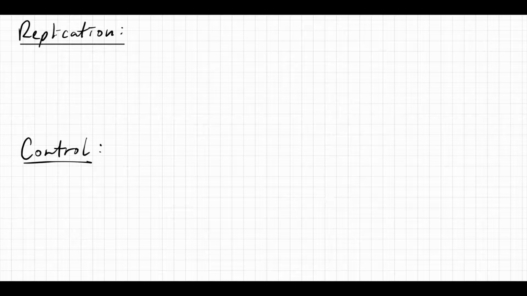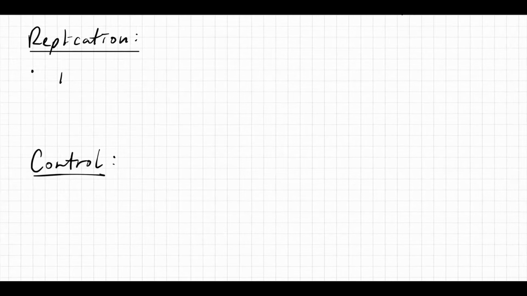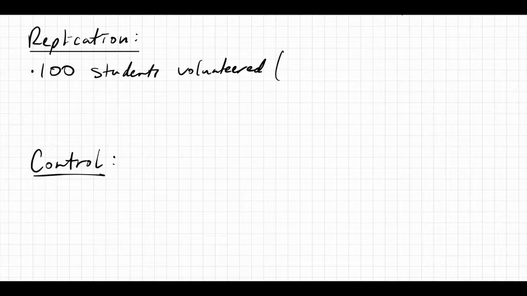Replication talks about numbers. So we want to talk about numbers. We want to say 100 students total. I'm guessing these students volunteered. 100 students volunteered, 50 in each group. Okay.